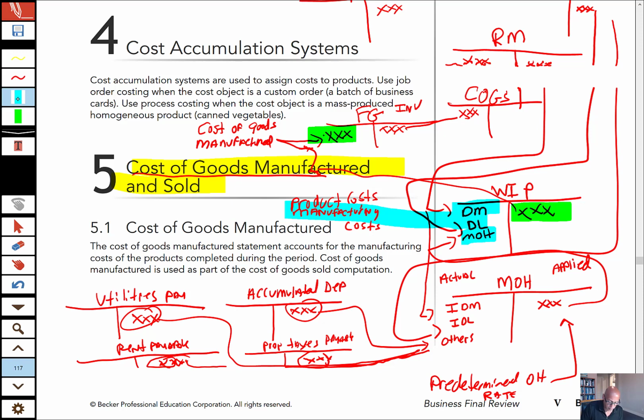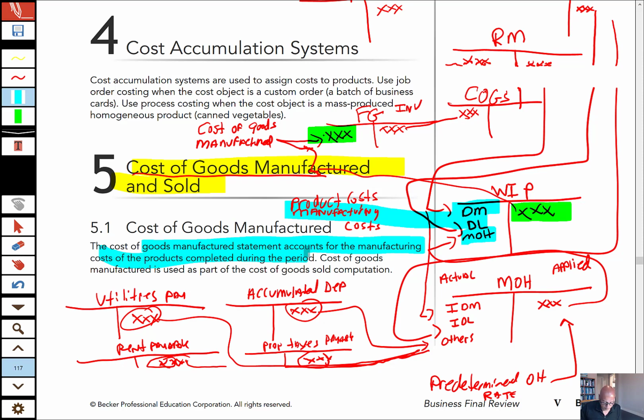So the cost of goods manufactured accounts for what? Cost of goods manufactured accounts for the manufacturing costs completed during the period. Okay, cost of goods sold is the stuff that was sold.